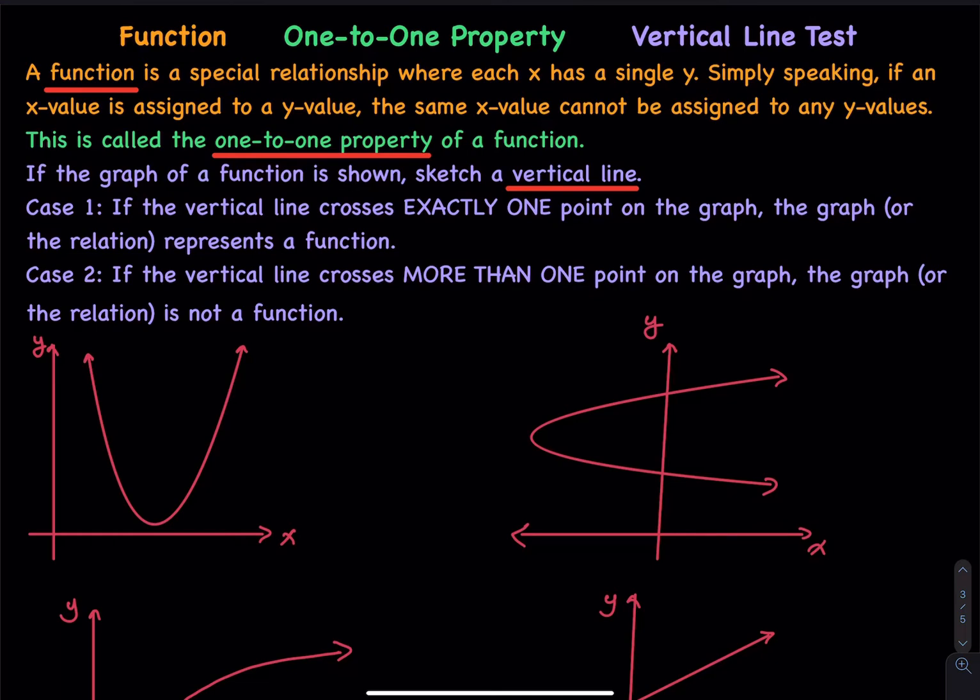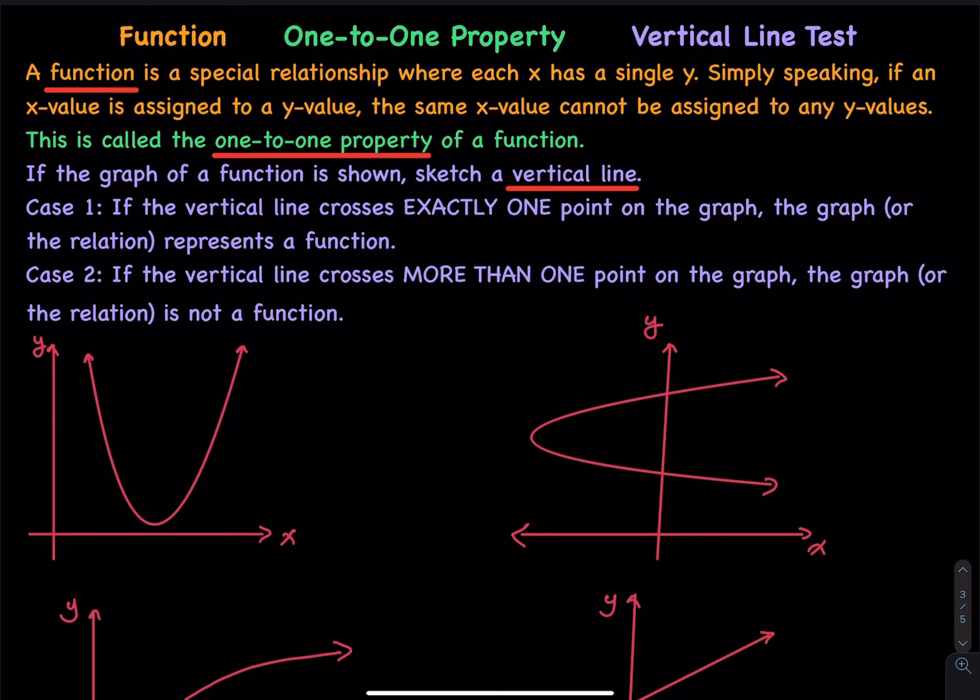So what I just said, let's read this again. Simply speaking, if an x value is assigned to a y value, the same x value cannot be assigned to any other y value. So you assign x equals 5 to a 6, that means you cannot use x anymore. If you say when x is equal to 5, y is equal to 10, then this is not one-to-one. One x goes to one y. So if you have x equals 5, y equals 10, then this is 1-to-2.